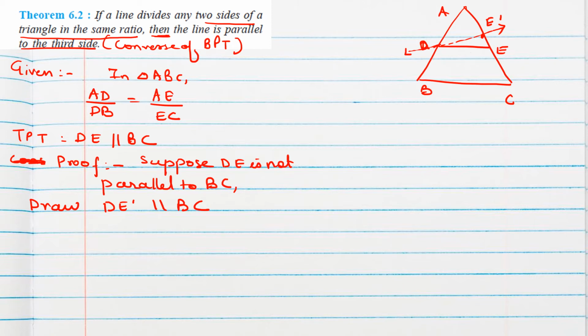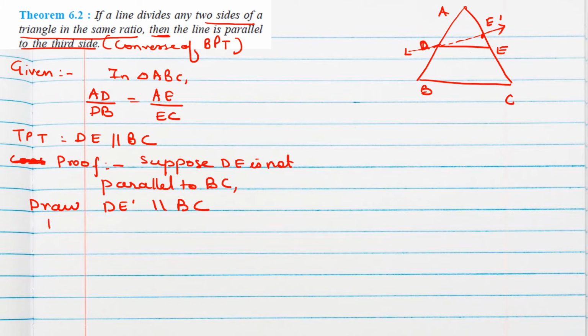Now we have to prove that our assumption is wrong. Therefore, DE will be parallel to BC. This is the contradiction method. What we have to prove, exactly the opposite we have to suppose. Then by some logic, by some reason, by some steps, we should prove that our assumption is wrong. So whatever we have to prove is correct. So now we have drawn DE dash parallel to BC, isn't it?